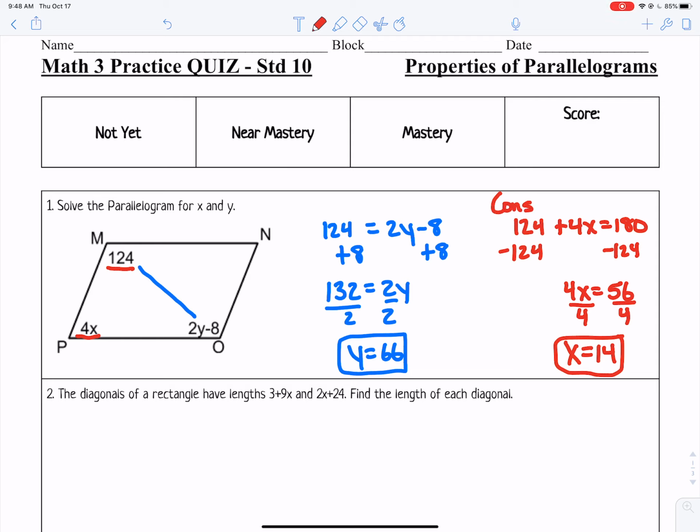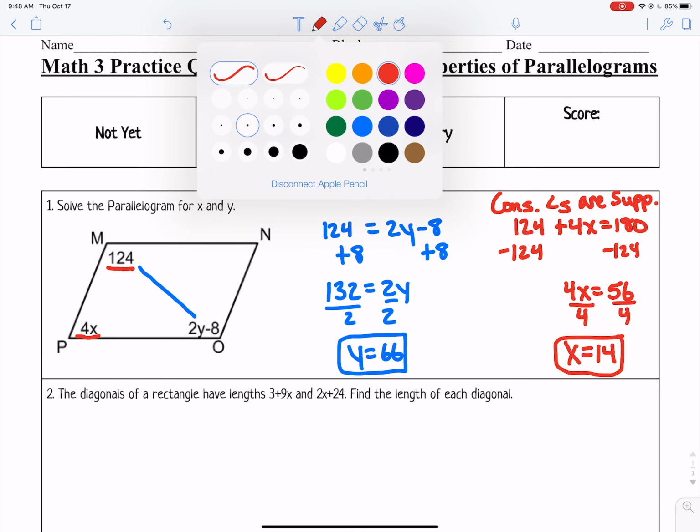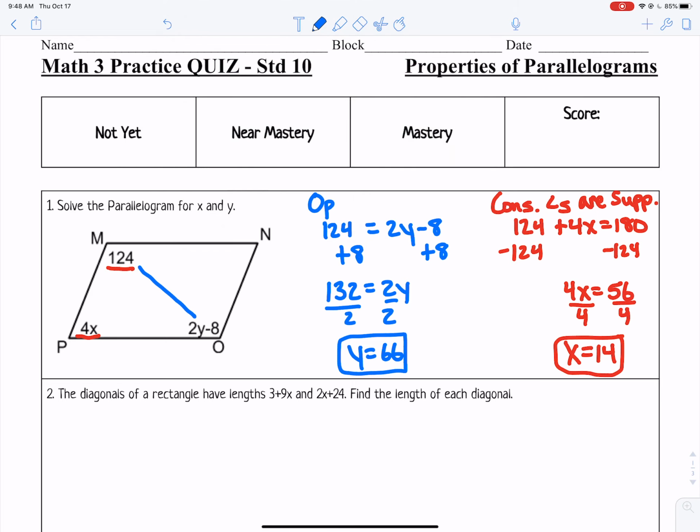All right, so let's write down those properties. For this one, I used consecutive angles are supplementary. That helped me to solve for x. And this one, for y, I used that opposite angles are congruent. Since the picture had angles labeled, you just wanted to focus on the properties that deal with your angles.